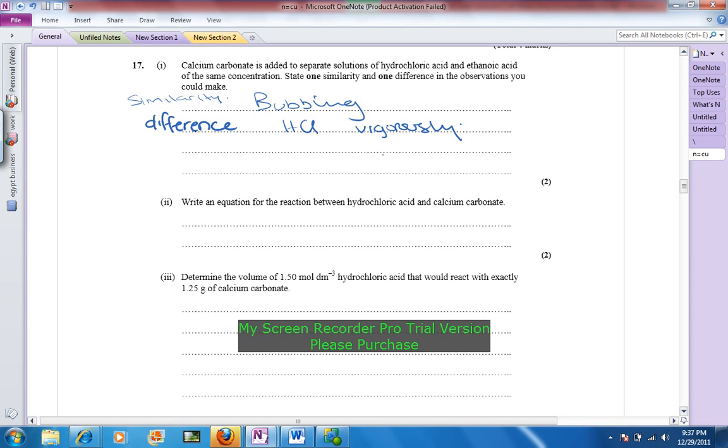Okay, so I don't know why it reacts more vigorously. If someone knows, please tell me, because that's something I really don't know actually. So that's your similarity, that's your difference. I got this from the mark scheme, so it's right. You can just memorize it.